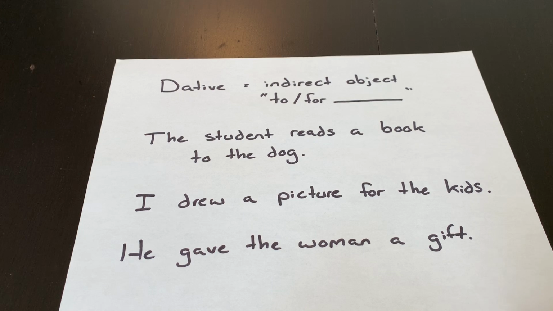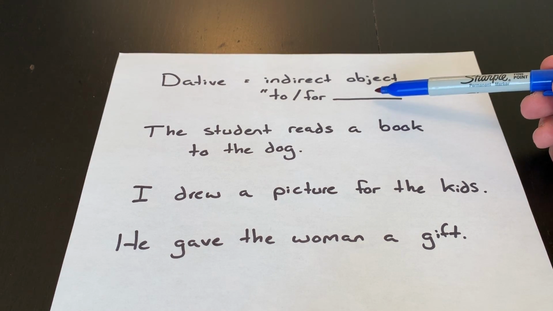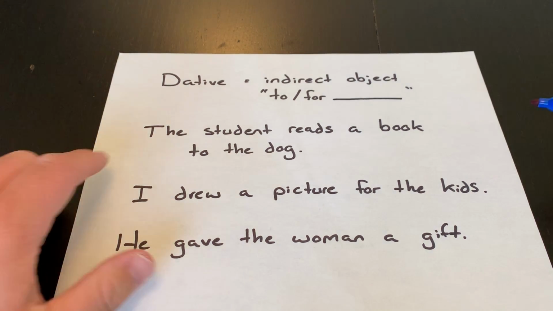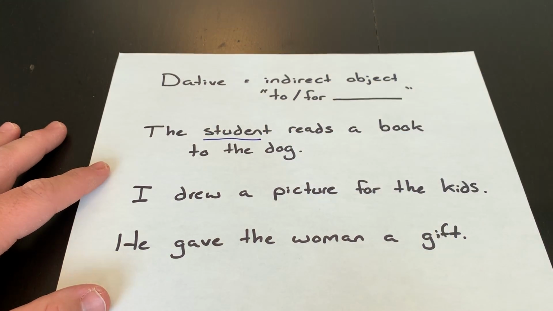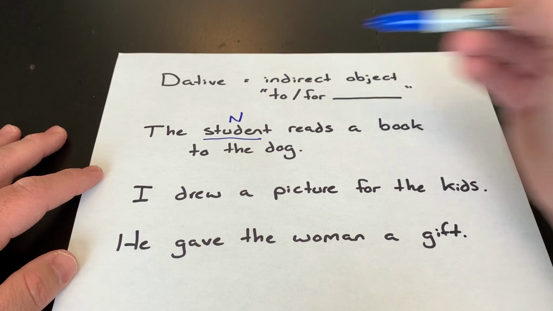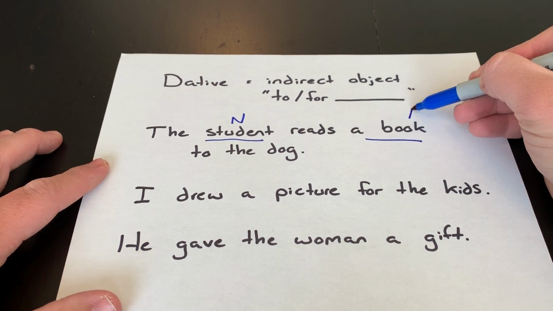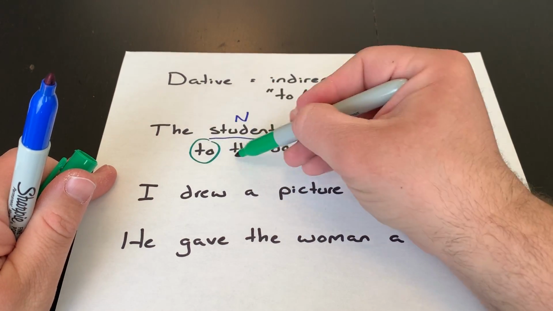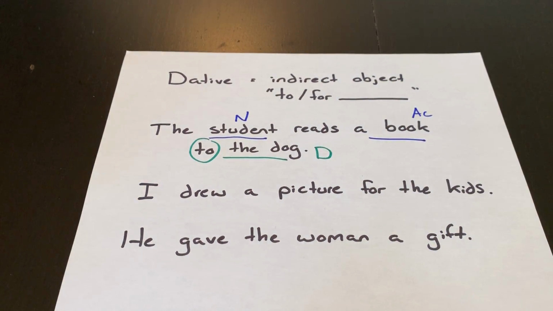So the thing that is indirectly affected by the verb, not the thing that is being verbed. A simpler way to think of it is with translating it with the words to or for in front of it. So let's take a look at this first example. The student reads a book to the dog. The student is doing the reading, okay, so she is nominative. The book is being read, so that's our direct object, accusative. And now we have to the dog, okay? And this would be our dative in that sentence, okay?